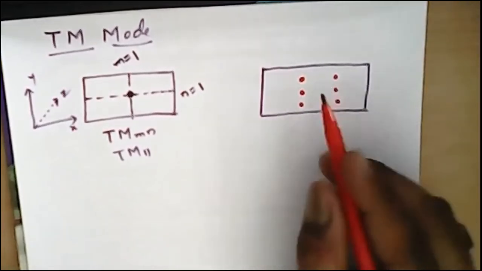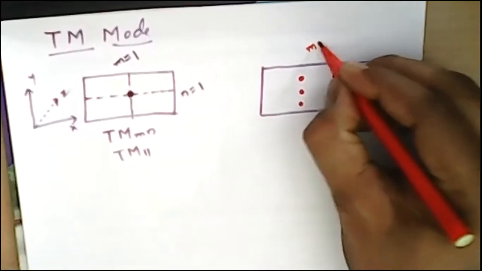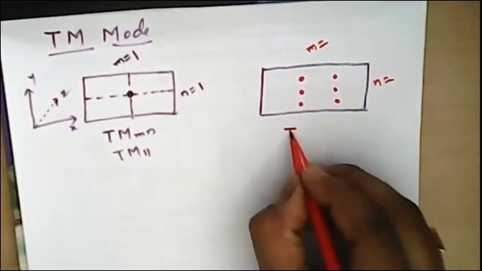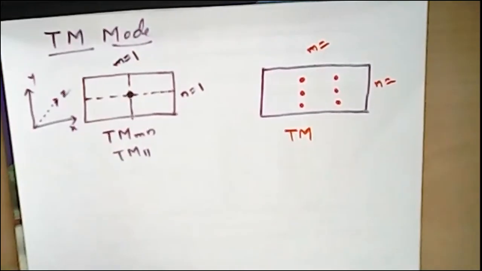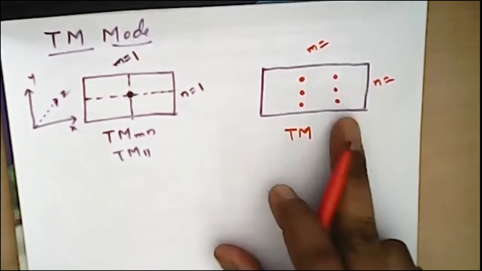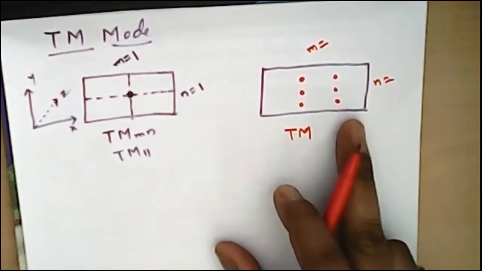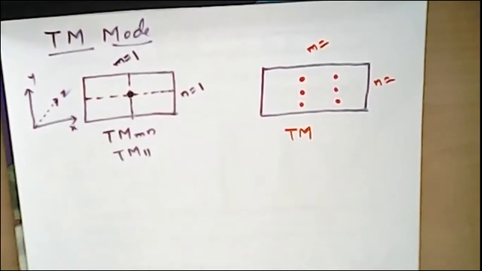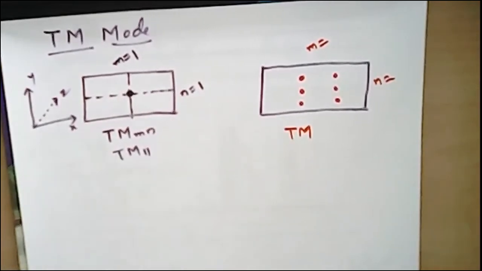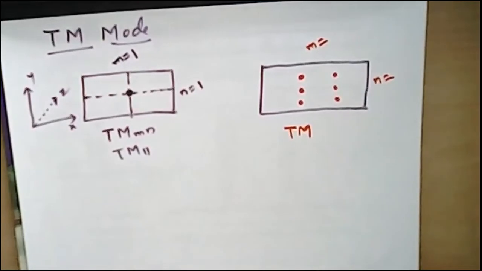If I take it like this, can you tell me what is the value of m and n, or what the mode actually is? Which TM mode is the wave propagating in? You can put it in the chat box. Let me know the mode of propagation for these waves. 3, 2, or 2, 3. Don't confuse, Andy. It will be either 2, 3 or 3, 2. 2, 3, sir. Good response, Andy. You are concentrating. I'm very happy to see that you are concentrating.